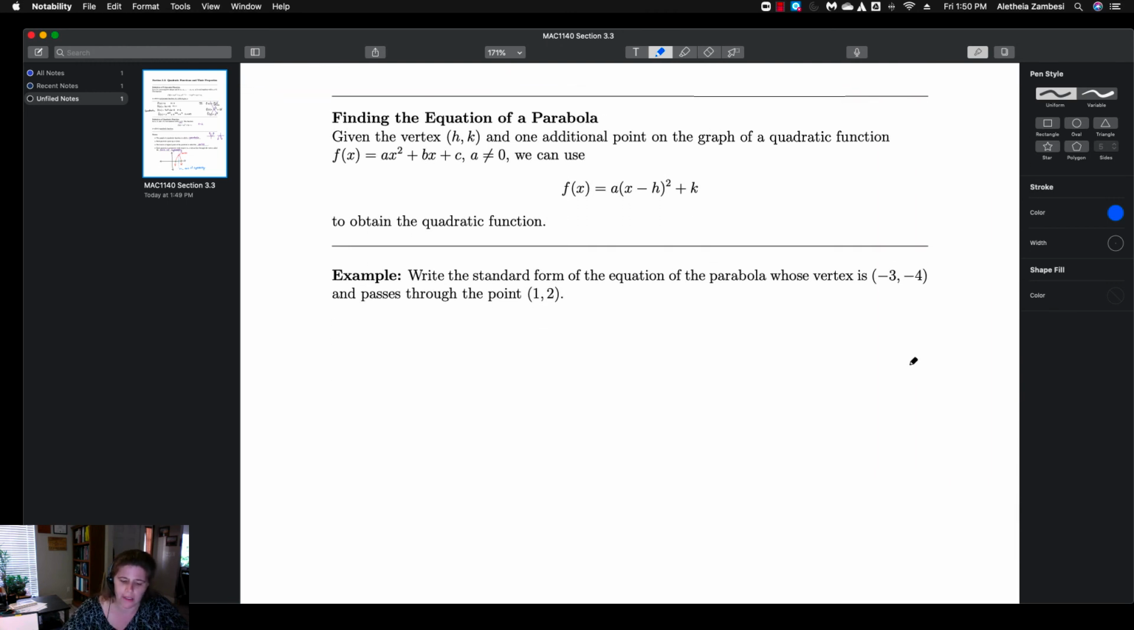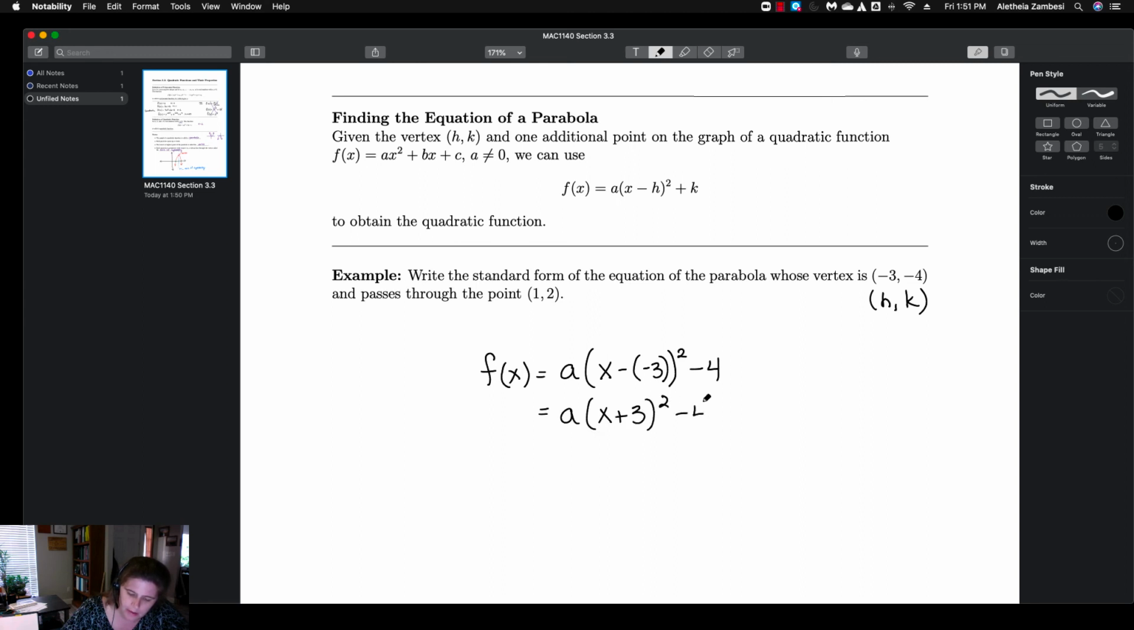Now, if I want to find the equation of a parabola given a point and a vertex, I can use this form of the function in order to find it. So f of x is equal to a times x minus h squared plus k. If I'm given the vertex of -3, -4, this is my h, k point. So I can plug some of that in. So f of x is equal to a times x minus -3 squared plus k, so -4. So a times x plus 3 squared minus 4.